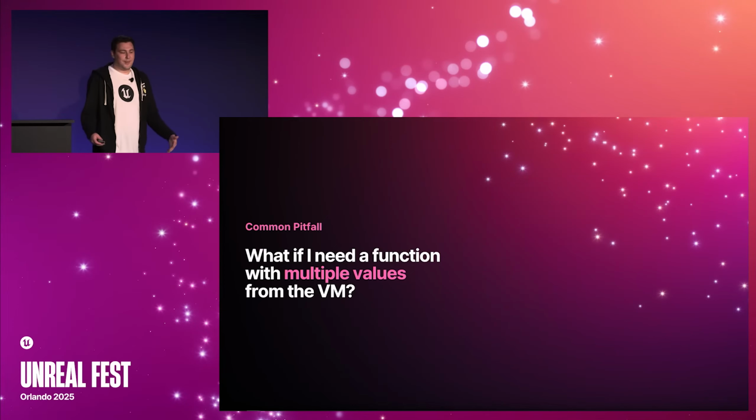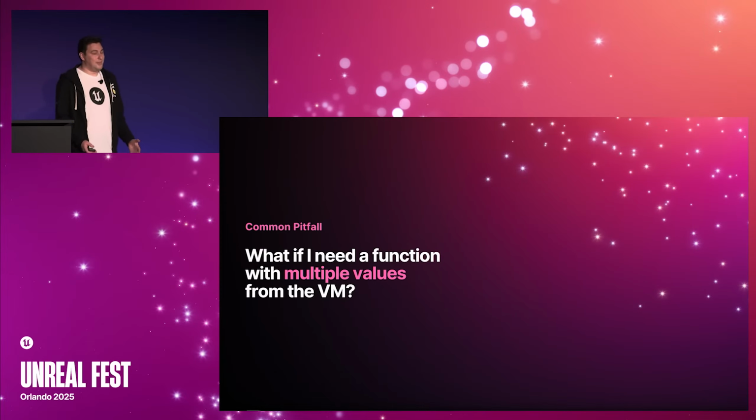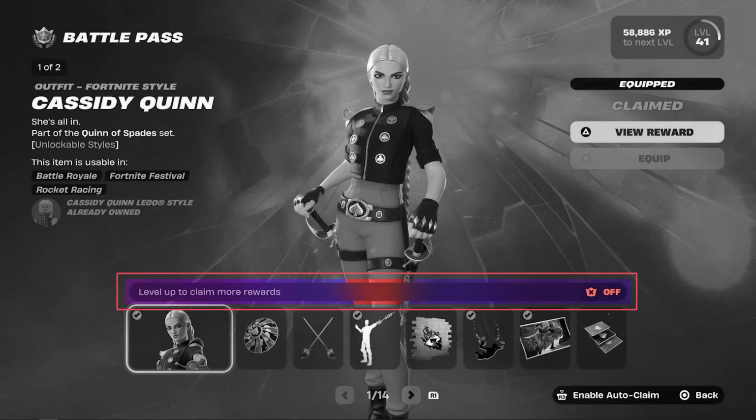All right, now I'd like to talk about a common pitfall that I've seen people fall into. The challenge that leads to this pitfall is, what if I need a function with multiple values from the VM at the same time? Right around now, you might be realizing that all the binding examples I've shown you so far only take in a single value.